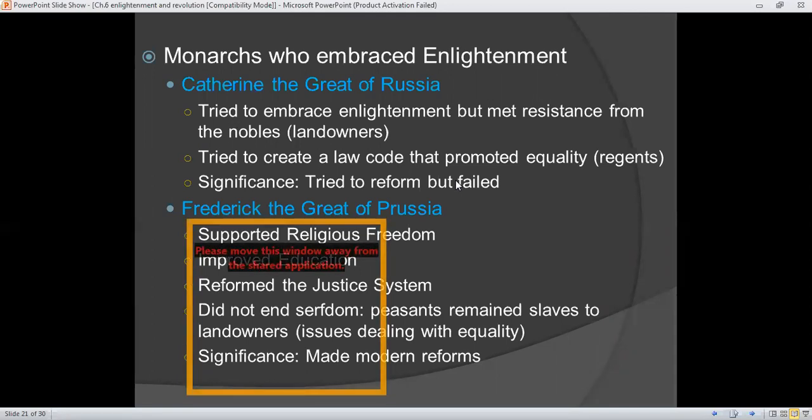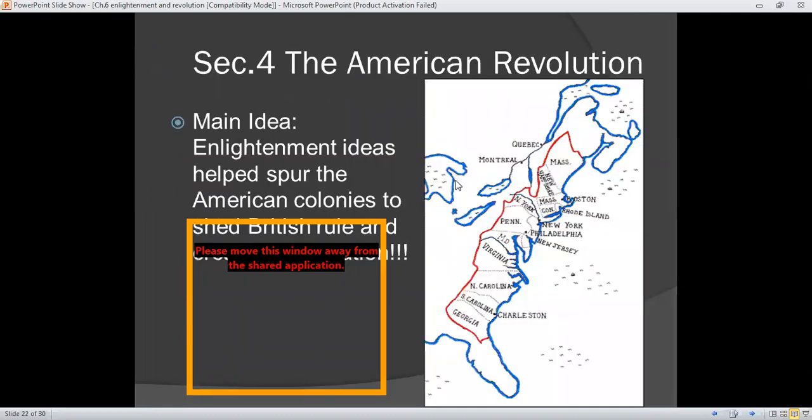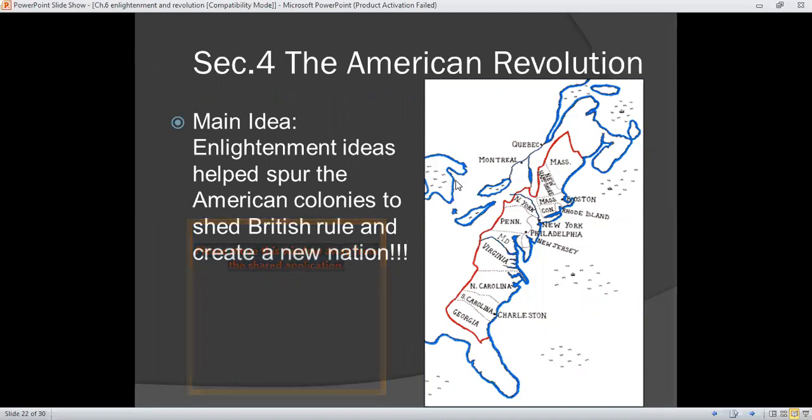Now, we said that people started in the Renaissance questioning ideas, and then in the Reformation, they started questioning the church. In the Scientific Revolution, they started questioning science. And in the Enlightenment, they started questioning the idea of equality, freedom, life, liberty, and property. And we said that later on, this would lead to revolutions. The first revolution to start was the American Revolution. The Enlightenment ideas helped the American Revolution to start.